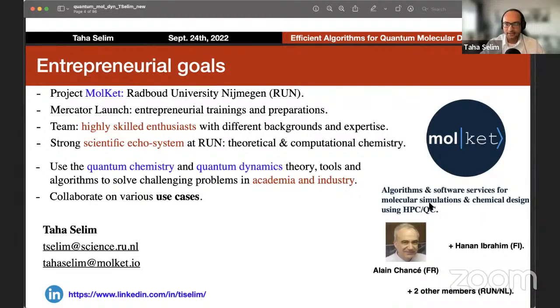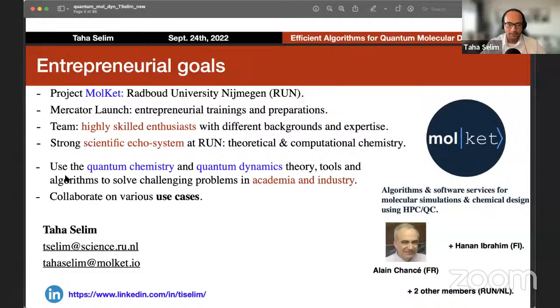Molkit provides algorithms and software services for molecular simulations and chemical design, using high-performance computing and quantum chemistry. Among the members, we have Alan Chancey, who has introduced himself now, and he's also the co-author of the book. And Hanan Ibrahim, who is doing her PhD in Finland. And we have three more members from Radboud University who joined recently to work on different projects.